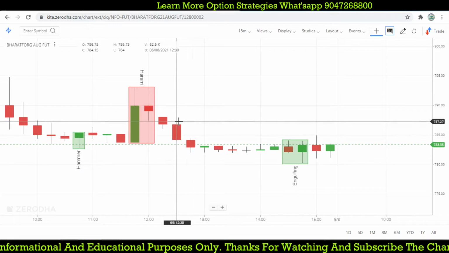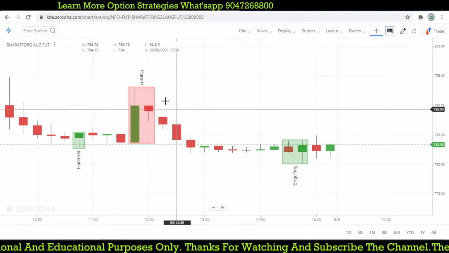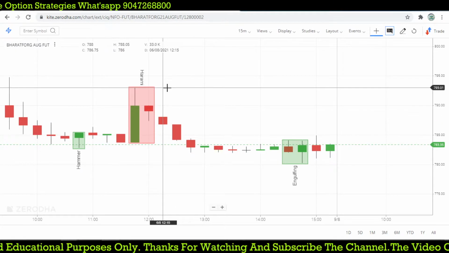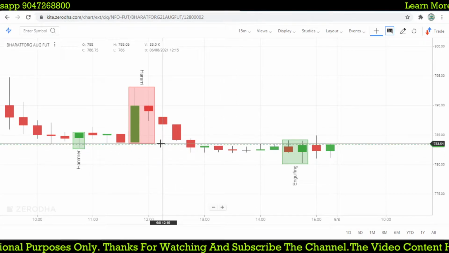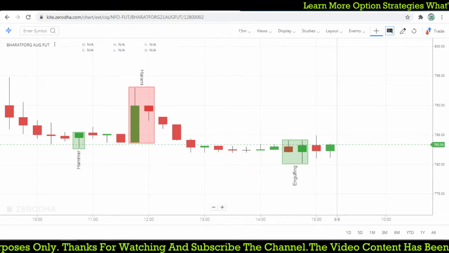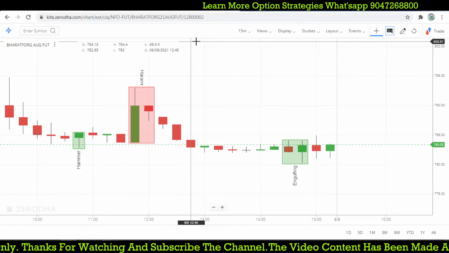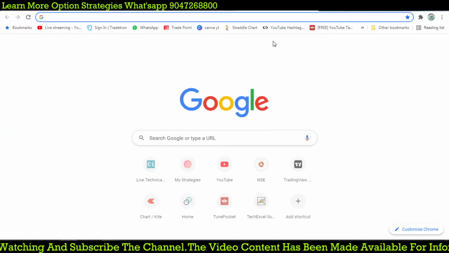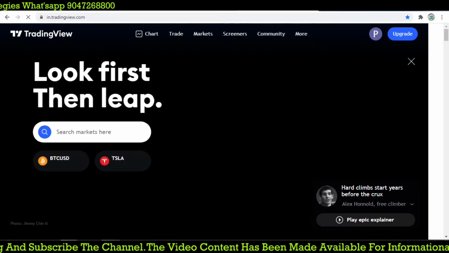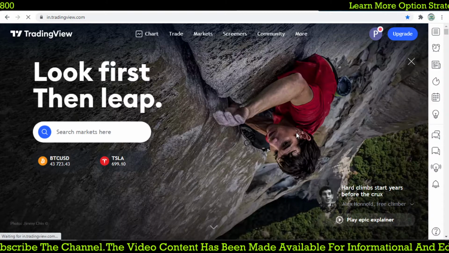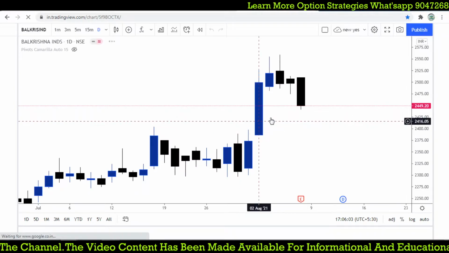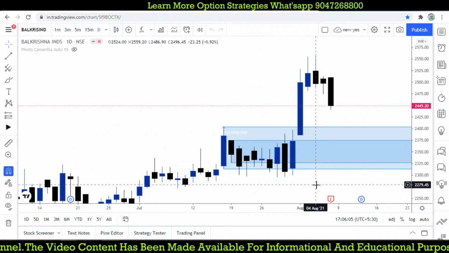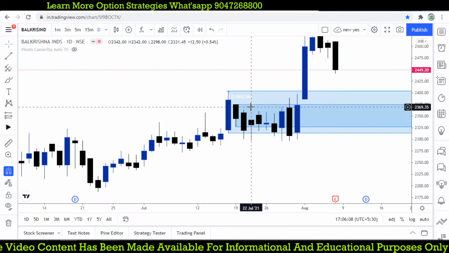Most of the time, people take an entry at 787 with a stop loss of 790, but I am going to plan to take a trade below that level. So let's try some other stock, and I'm going to use TradingView, where I'm going to find a trade opportunity. What I'm discussing, you will understand. Okay, so here you can see.